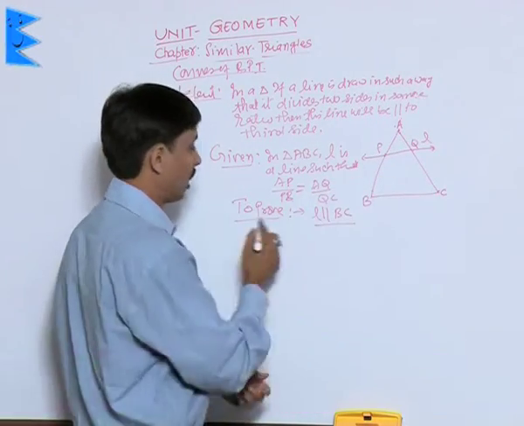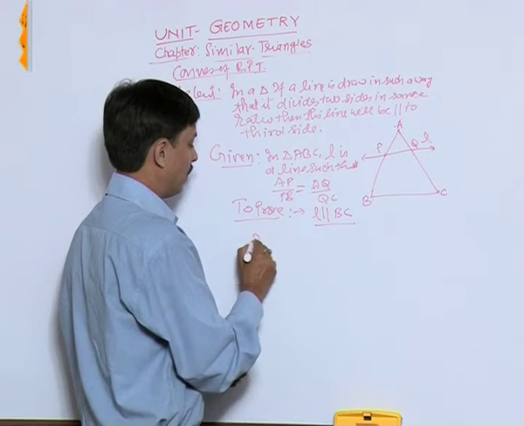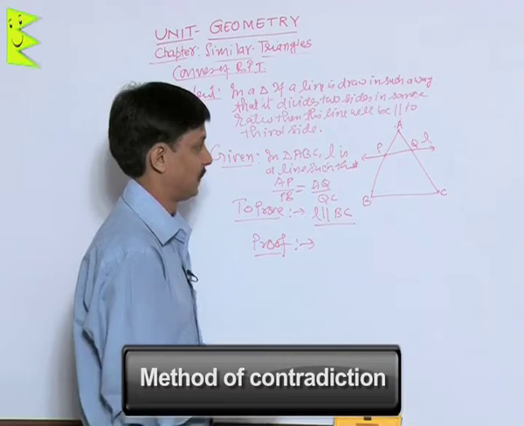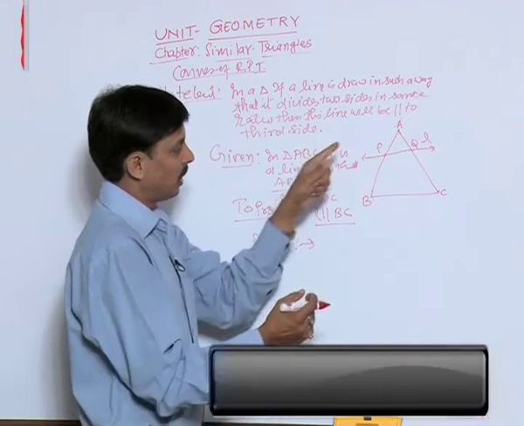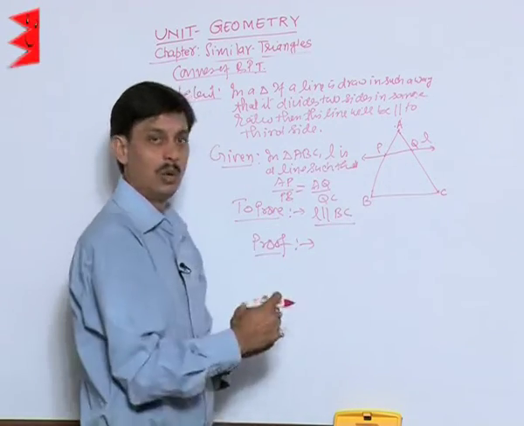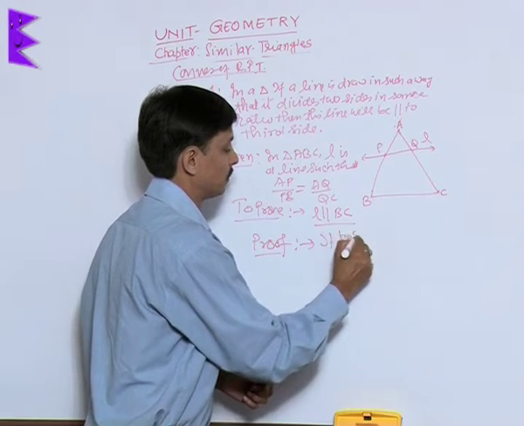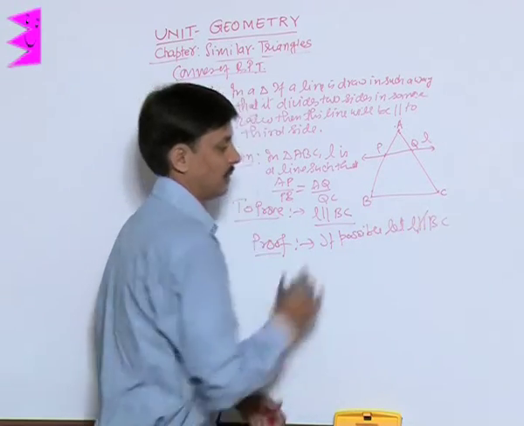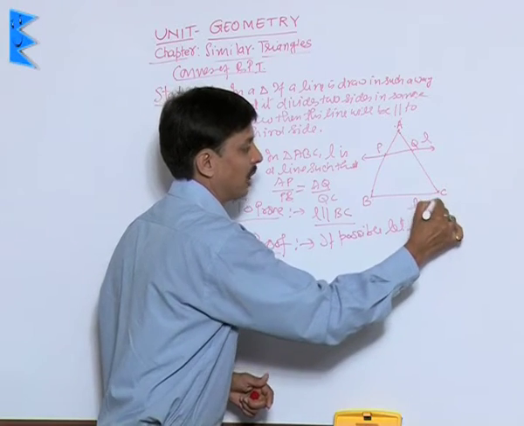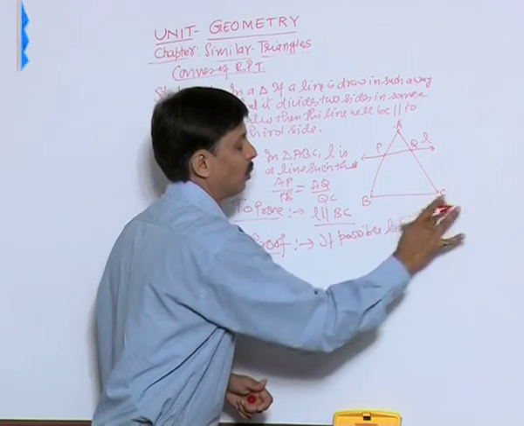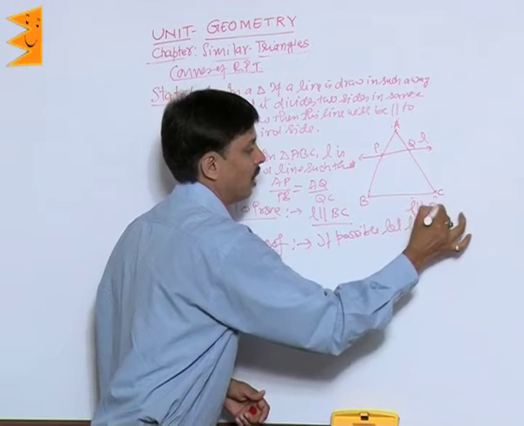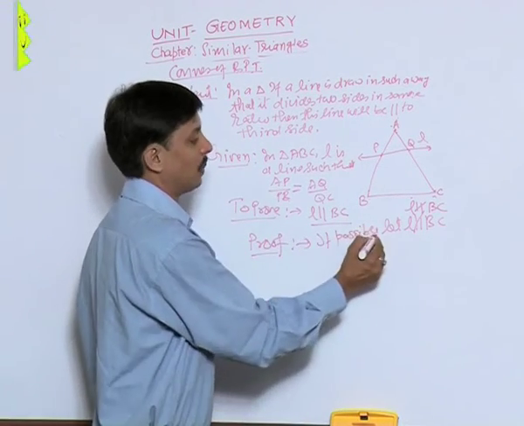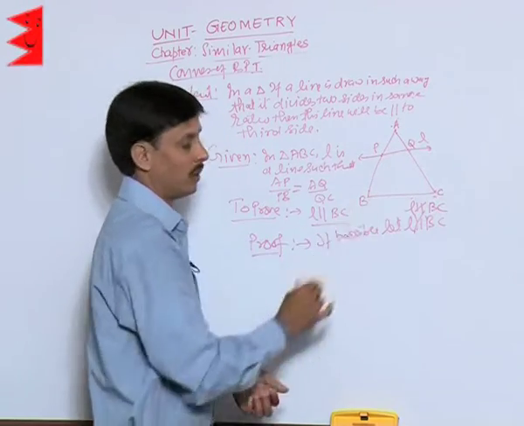The third side is BC. In order to prove this result, we will use a very important method, known as the method of contradiction. What is contradiction here? If possible, let L be not parallel to BC. We say L is parallel to BC is this method of writing, but if I am cutting this symbol, it means that L is not parallel to BC. If possible, let L be not parallel to this BC.